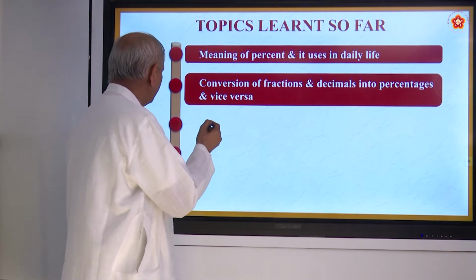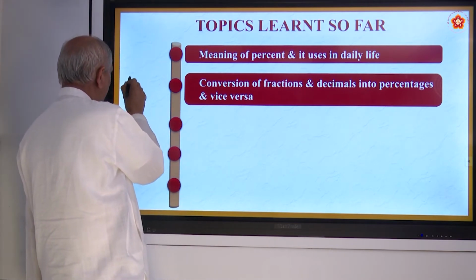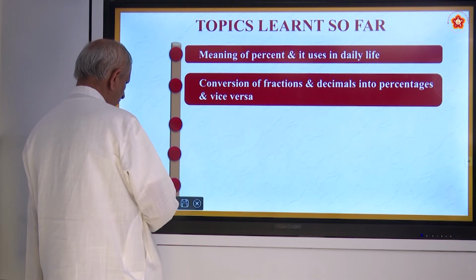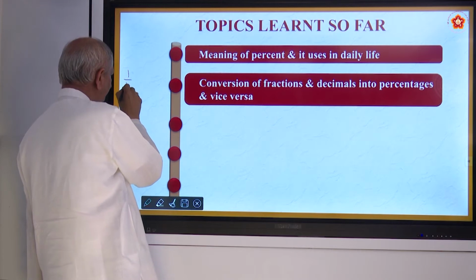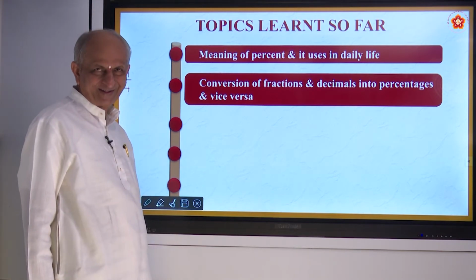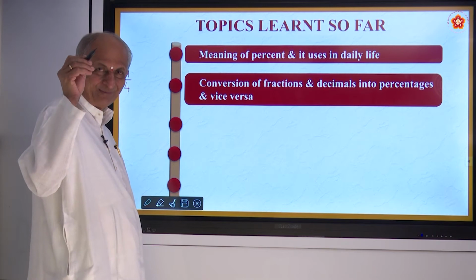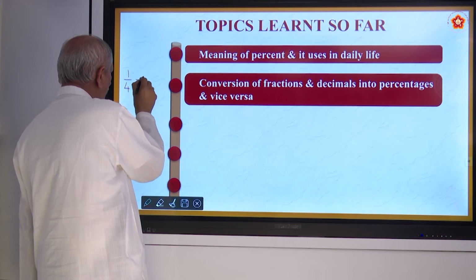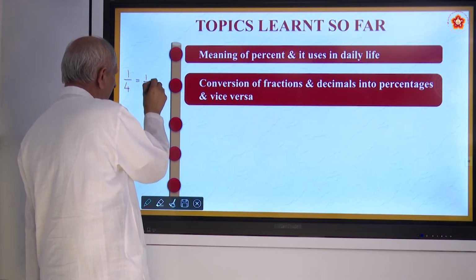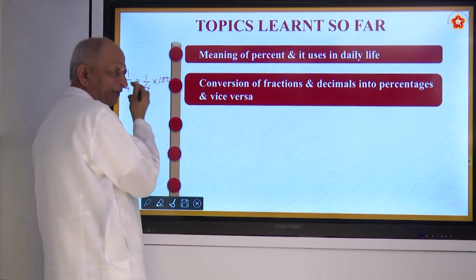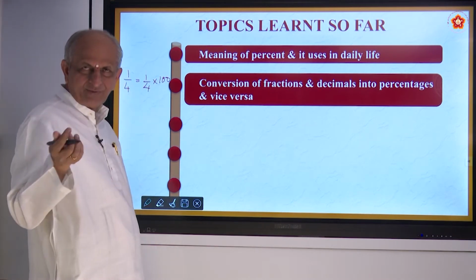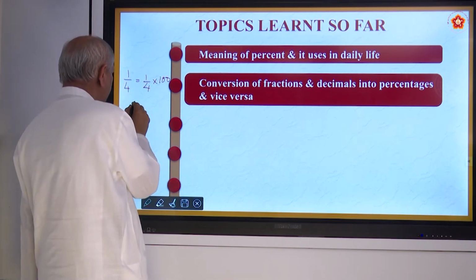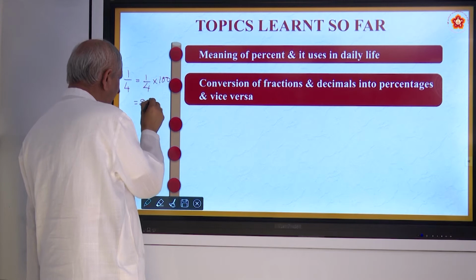For example, if you have a fraction like 1/4. So what kind of fraction is it? Proper fraction. The denominator is more than the numerator. And how do you convert it into percentage? Into 100. So to convert you must multiply by 100. For converting percentage into fraction, divide by 100. This will be equal to 25%.